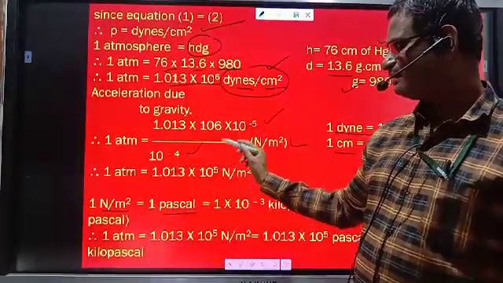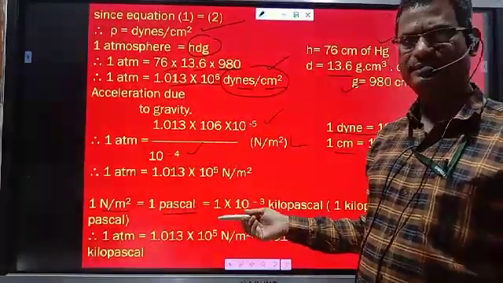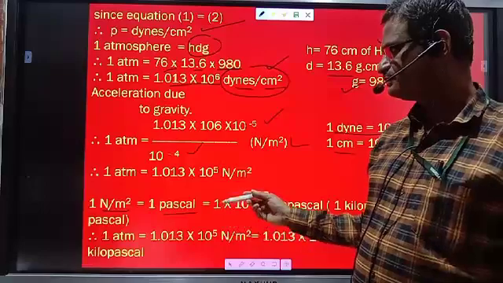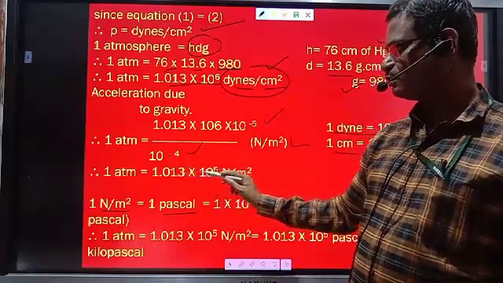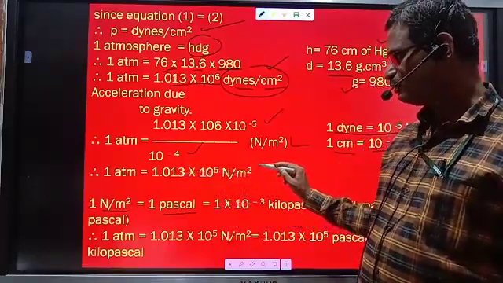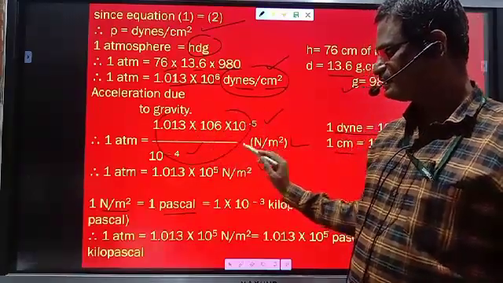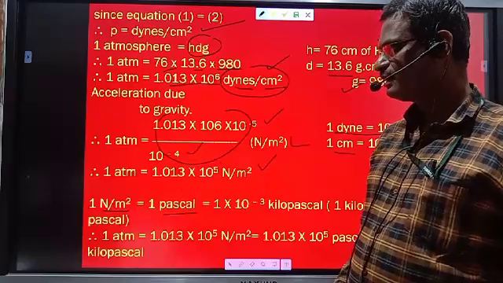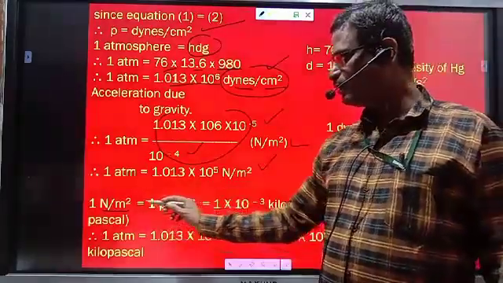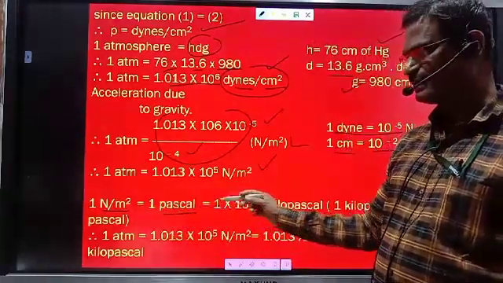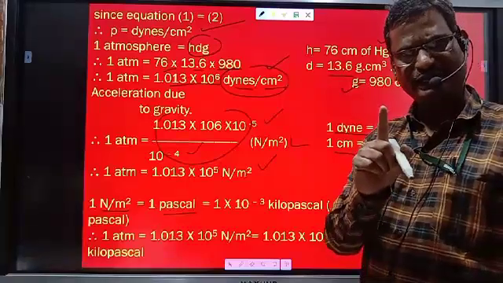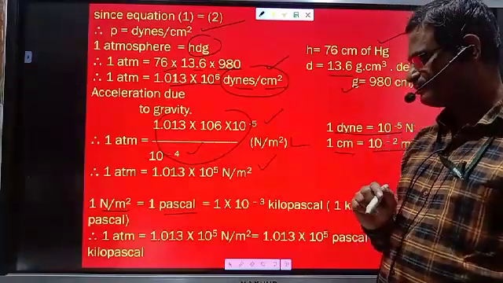And dividing this, only the terms are cancelled, no too much calculations. That answer comes equal to 1.013 into 10 raised to 5 Newton per meter square. If we solve this, we will get this answer. Further, 1 Newton per meter square is nothing but 1 Pascal. Newton per meter square is also known as Pascal.